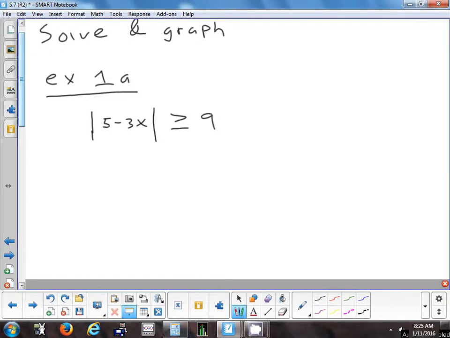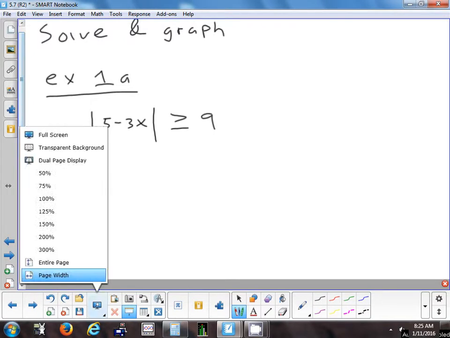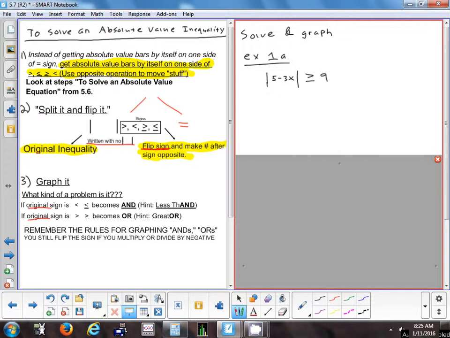Right, so our first one asks us to do two things. They want us to solve it and graph it. So it says absolute value of 5 minus 3x. What's the symbol? How do we pronounce that, Kevin? Greater than or equal. Greater than or equal to 9. All right, so let's take a look at our steps. Step 1, get the absolute value bars by themselves on one side.